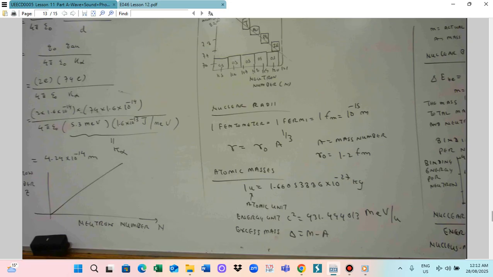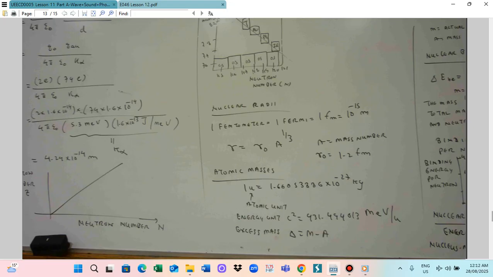So the nucleus rigidity can also be calculated. The nucleus radius can also be given by the equation: the radius R is equal to R0 times A power 1 by 3. So we can calculate the nucleus size by this equation. In this case, A is the mass number and R0 is usually 1.2 Fm, 1.2 times 10 power minus 15 meter. So the nucleus is very small.